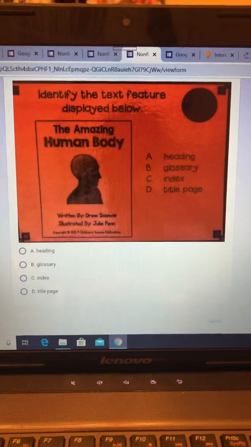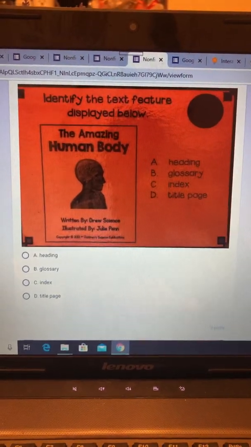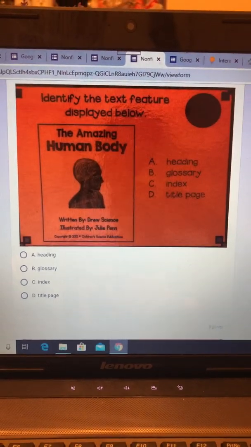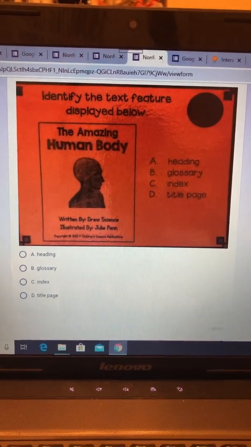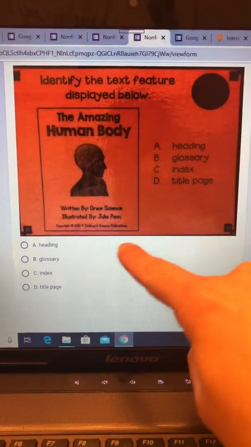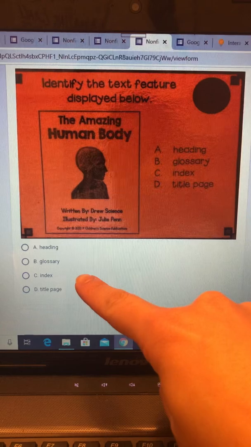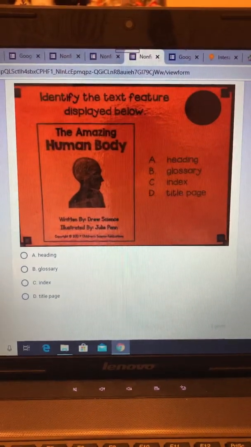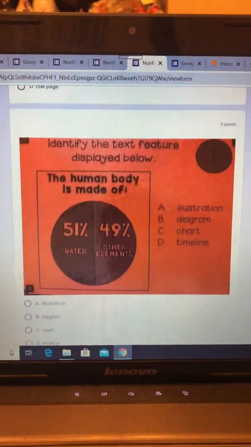Now on this one it says, identify the text feature displayed below. The Amazing Human Body, written by Drew Science, illustrated by Julie Penn, copyright 2013, Children's Science Publications. And your answer choices are the same as up here. Is this A, a heading, B, a glossary, C, an index, or D, a title page? And listen, you can pause the video at any time so that you can answer your questions.